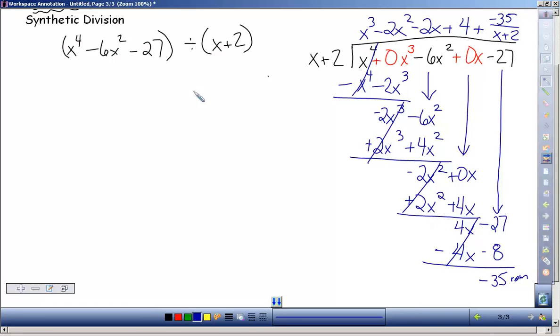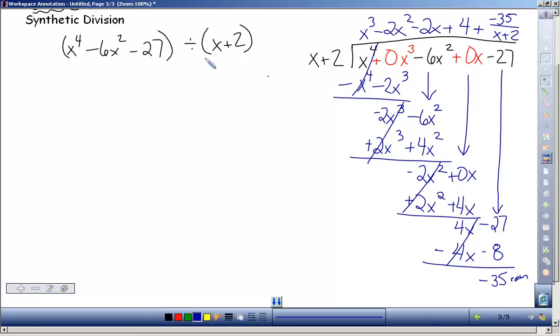What I would like to show you, taking up a lot less space and a lot less writing, is the process called synthetic division. What you need to know about synthetic division is that it is a shortcut, which means you have to be very careful. It doesn't work all the time, and if you try to make it work in a circumstance where it's not supposed to, that's where you start to have a lot of problems.